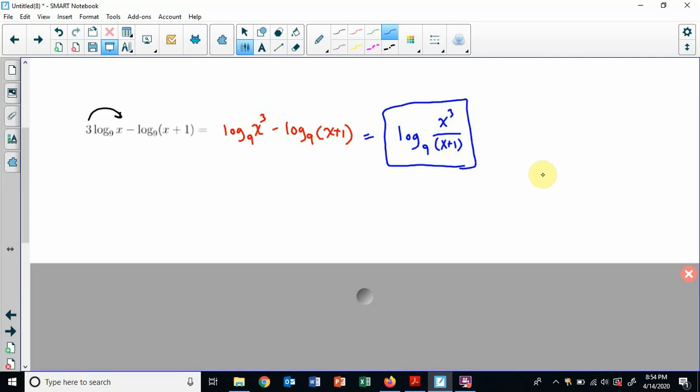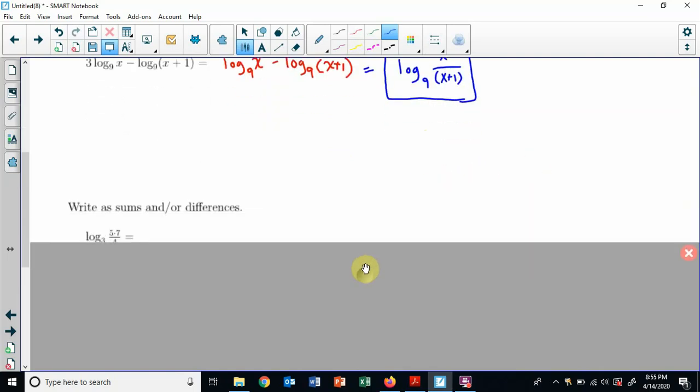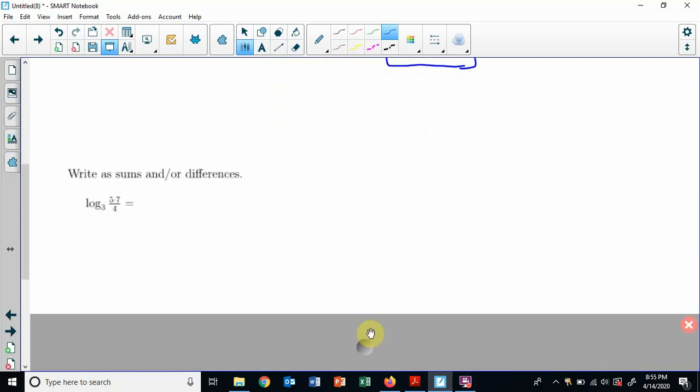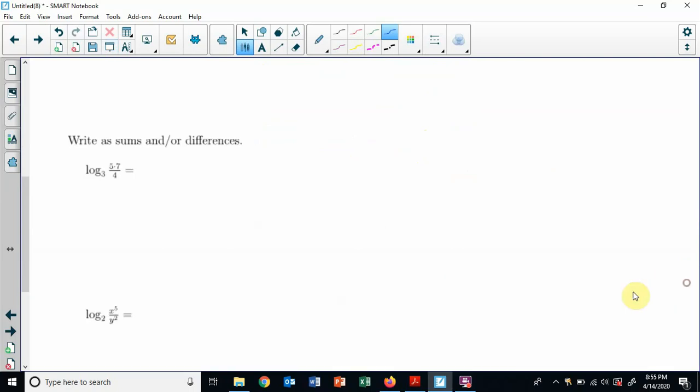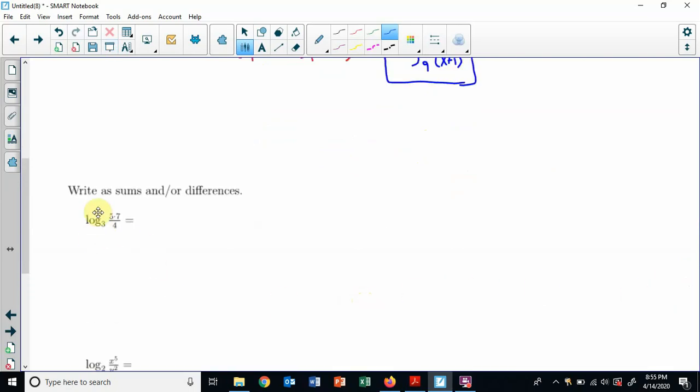Okay, awesome. So can I go the other way? Can I take a single log and stretch it apart? The answer is yeah, I absolutely can. So look at this one. Notice I've got things being multiplied here and something being divided. Let's take care of the division first. So I can break that into log base 3 of 5 times 7 minus log base 3 of 4.